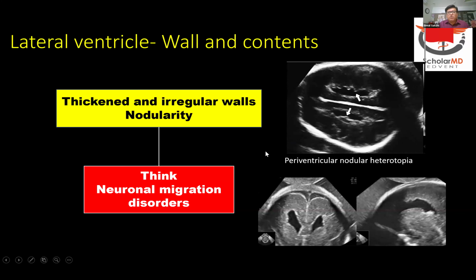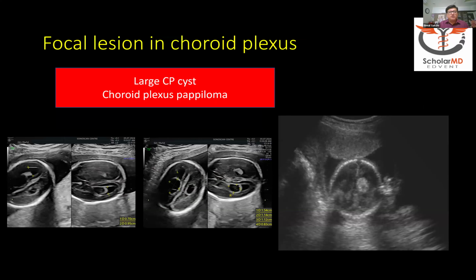And look at the wall. Now, if you are looking at the wall and the content, and you find that the wall is irregular, and you are seeing nodularity there, think of neuronal migrational disorders or disorders of cortical malformation like periventricular nodular heterotopia. So I've not moved out of the lateral ventricle. I'm still within the lateral ventricle, and that itself is giving me so many clues.